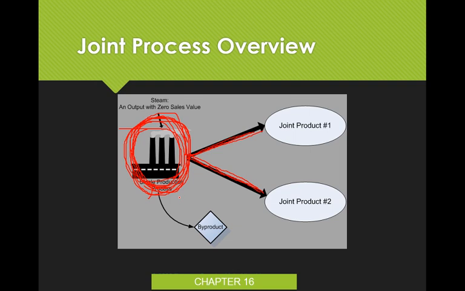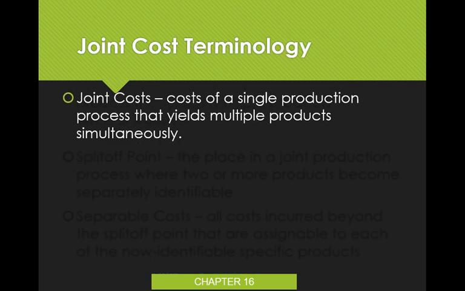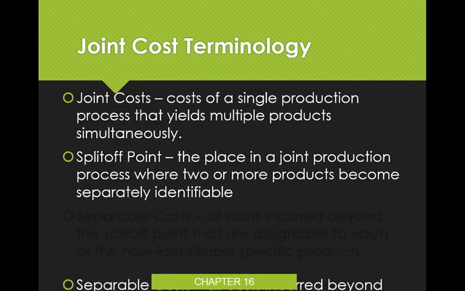Here we have many types of output from this process. We have joint product 1, joint product 2, a byproduct, and an output with zero sales value, which is waste. What is the definition of these terminologies? We will start with some terminologies.